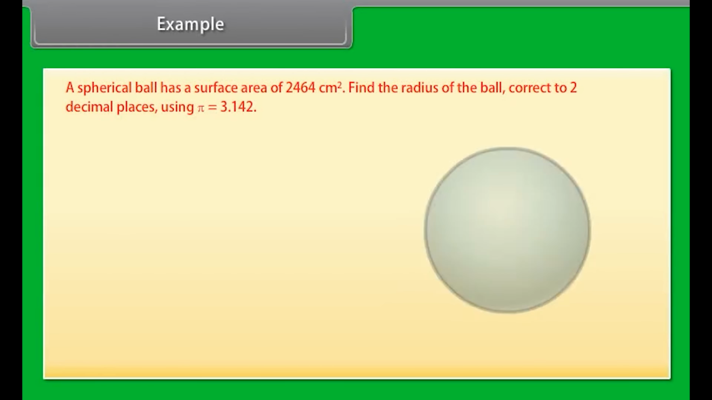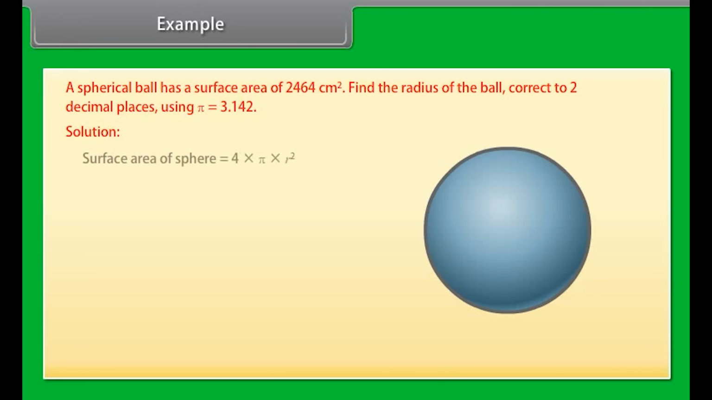Example: a spherical ball has a surface area of 2464 centimeters square. Find the radius of the ball, correct to two decimal places, using pi as 3.142. Solution: we know that the surface area of a sphere is equal to 4 into pi into r square. In order to find r, we need to isolate it from the equation above. Therefore, r square is equal to surface area upon 4 pi.